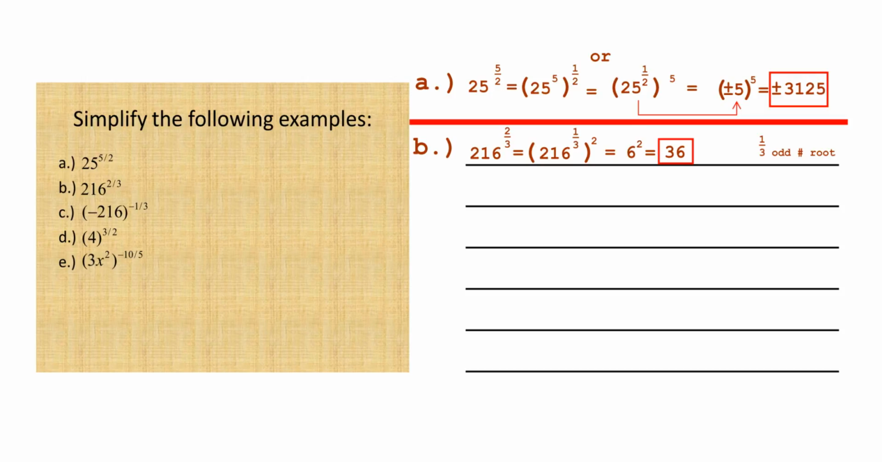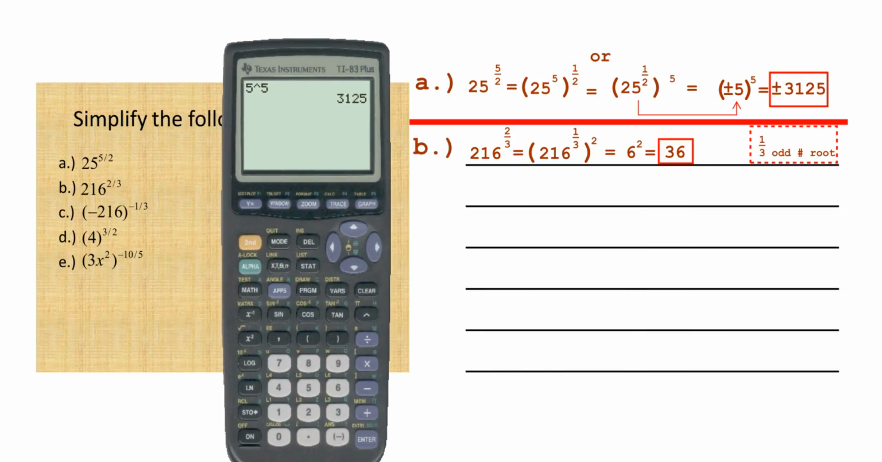Notice that in this case, it's a 1/3 exponent to begin with, or root, I should say. It's an odd number root, the 3 on the bottom. So meaning we don't need a plus or minus like before. Just as a quick check, let's do a quick check.